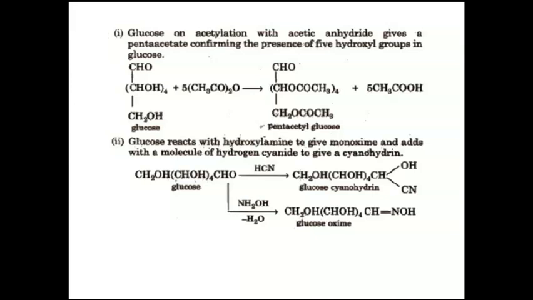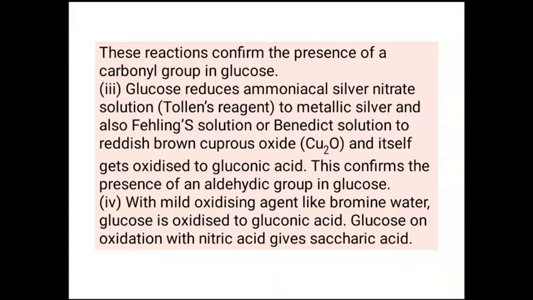Next, glucose reacts with hydroxylamine to form oxime, and it reacts with hydrogen cyanide to form cyanohydrin. These reactions simply confirm the presence of carbonyl group in glucose. Glucose reduces ammoniacal silver nitrate solution, which is the Tollens reagent test. It reduces Tollens reagent to metallic silver, and also Fehling solution or Benedict solution to reddish brown cuprous oxide, and itself it gets oxidized to gluconic acid. This reaction confirms the presence of aldehyde group because ketones cannot reduce Tollens reagent.